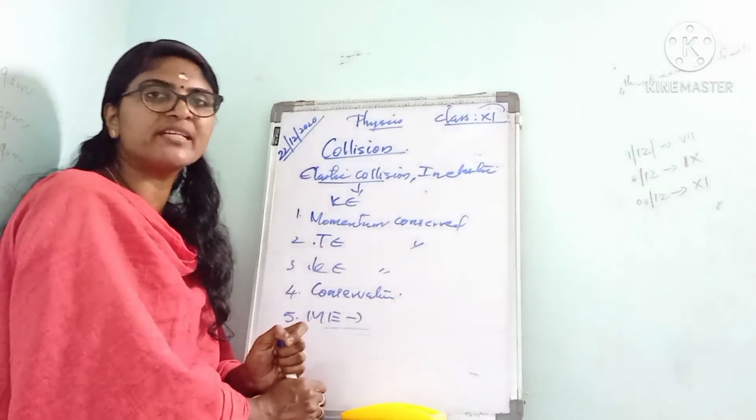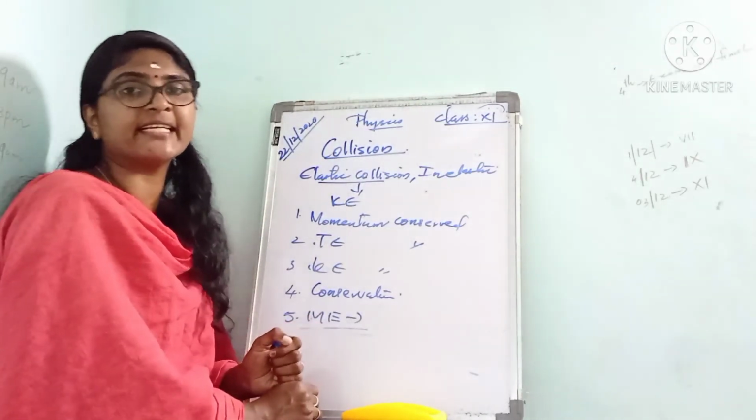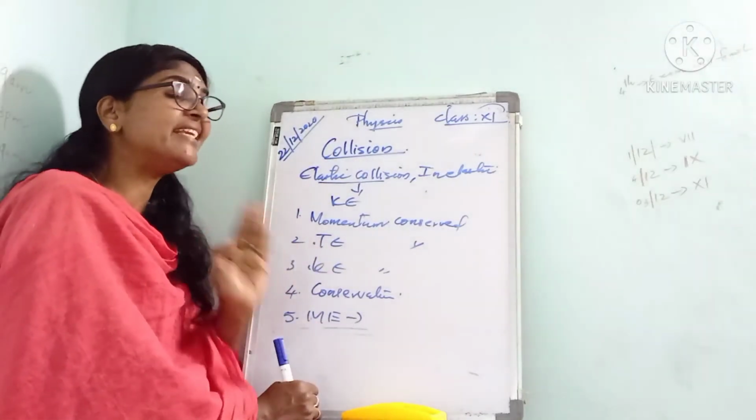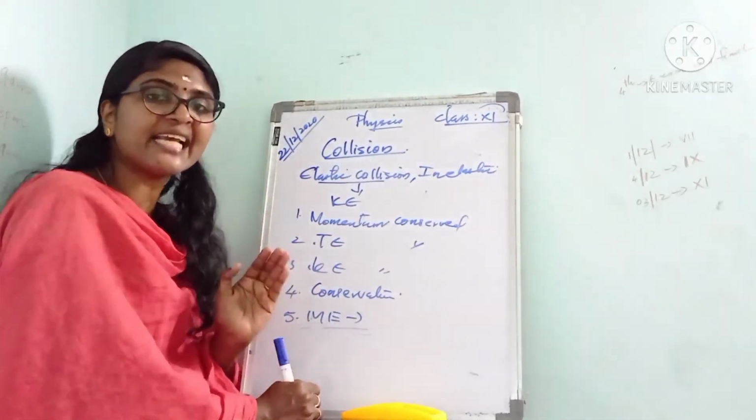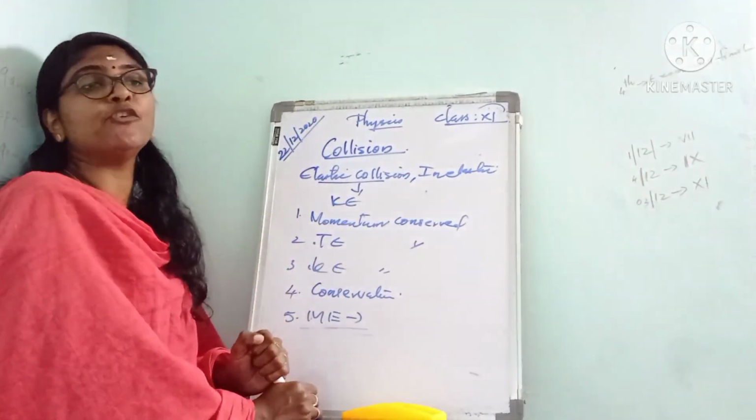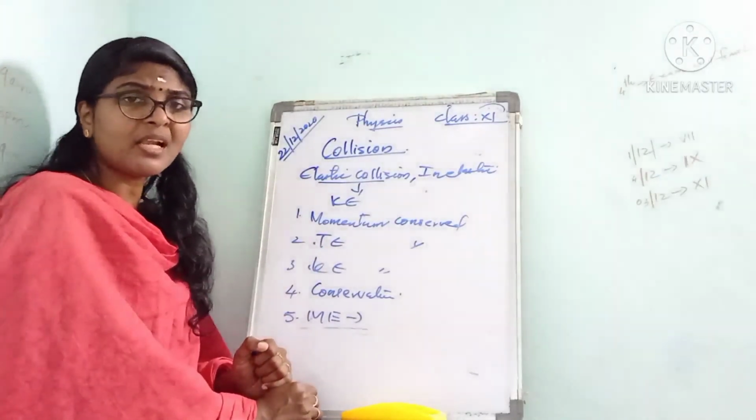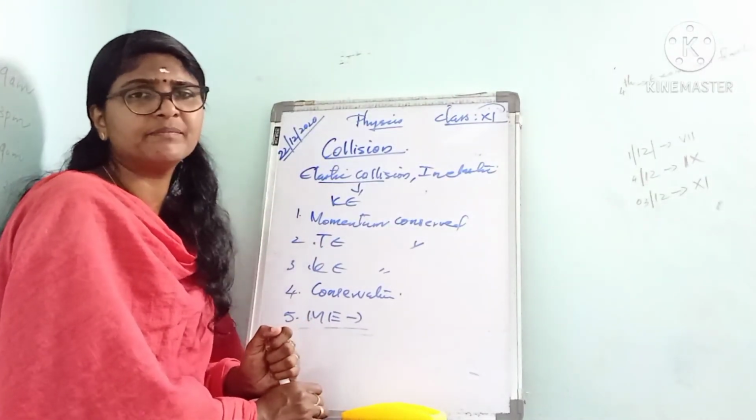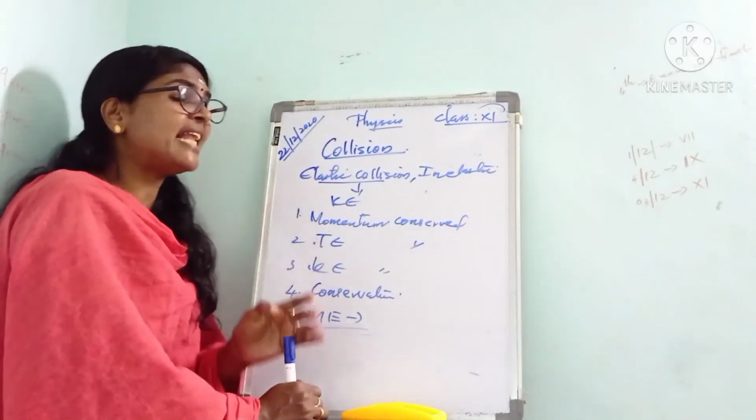The second type of collision is inelastic collision. If there is a loss of kinetic energy during collision, it is inelastic collision. In inelastic collision, there is a loss of kinetic energy during collision. Then what are the important characteristics of inelastic collision?